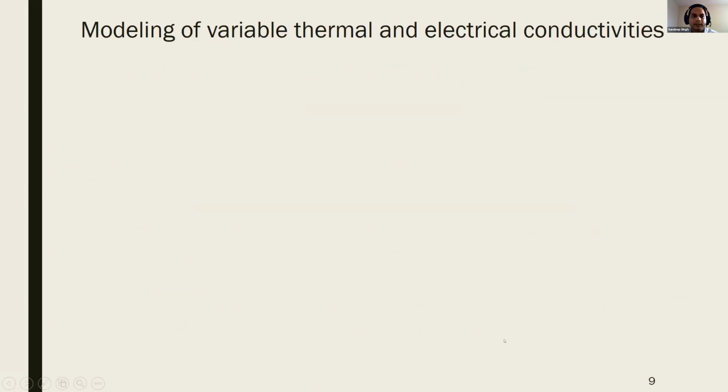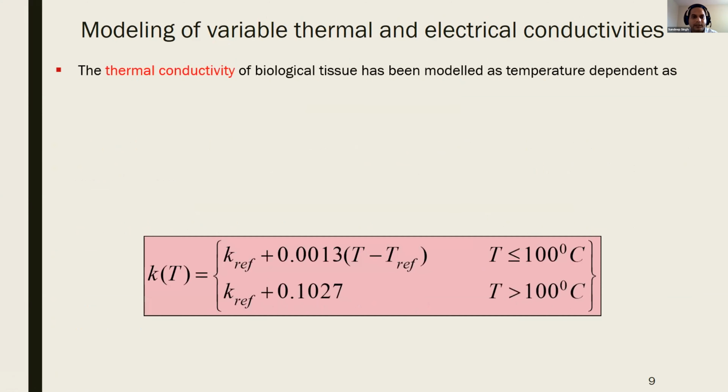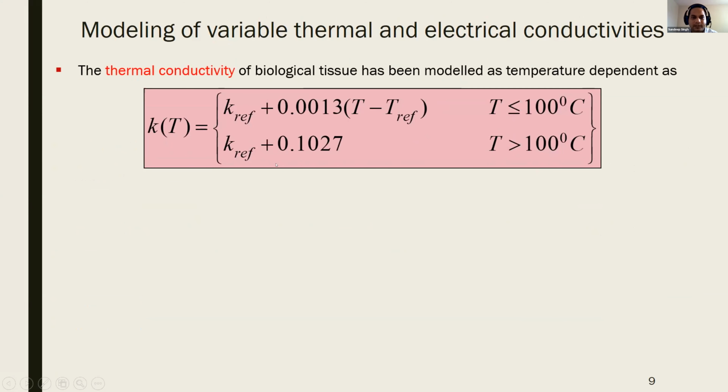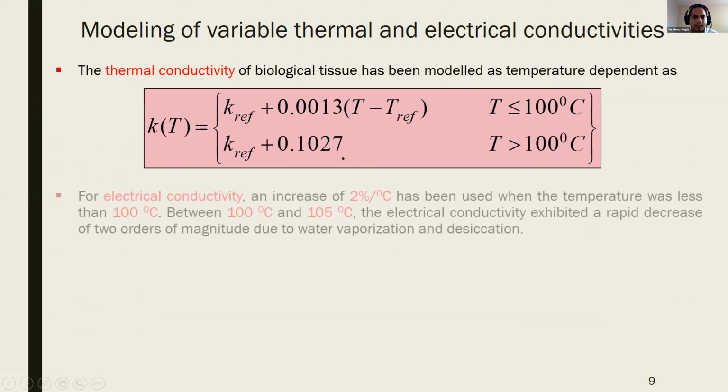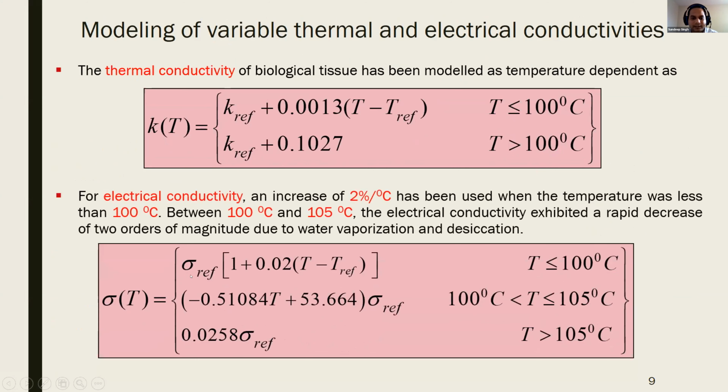We have assumed both temperature dependent thermal and electrical conductivities. This is the expression for thermal conductivity, whereby there is a linear increase up to 100 degrees Celsius, and then it stabilizes. The electrical conductivity increases by 2% till 100 degrees Celsius, and it abruptly declines due to water vaporization and charring that occurs at 100 degrees Celsius close to the active tip of the electrode. After that, it becomes a very low value.